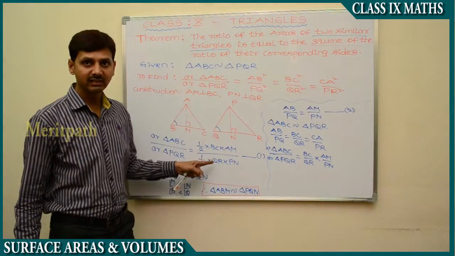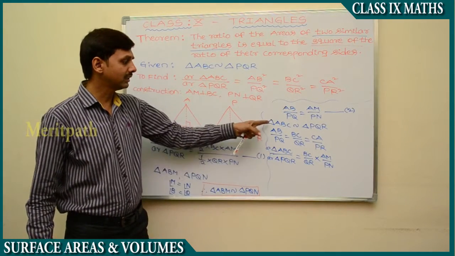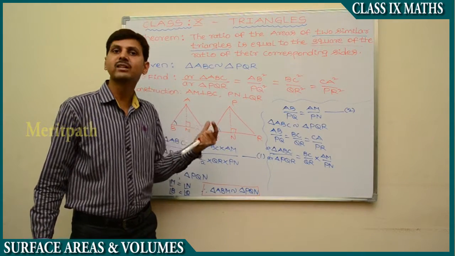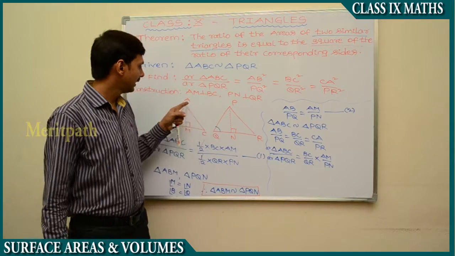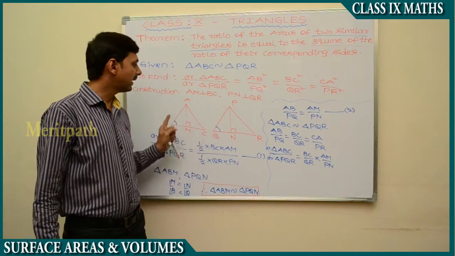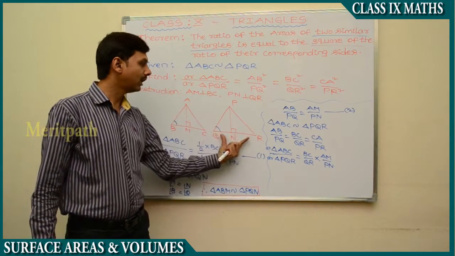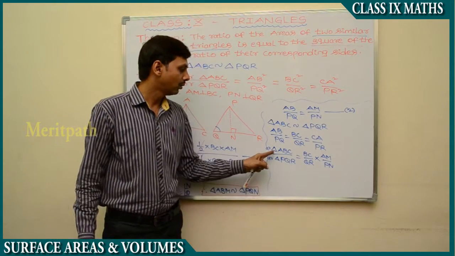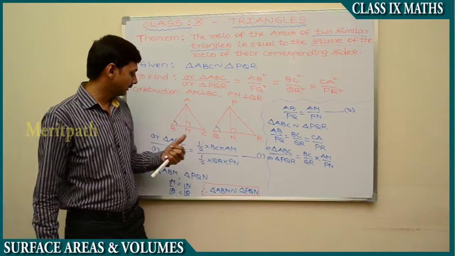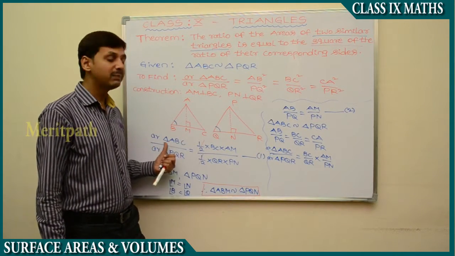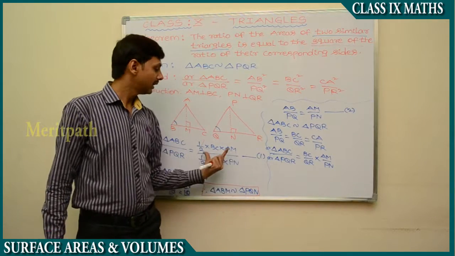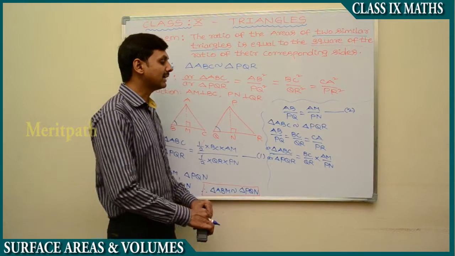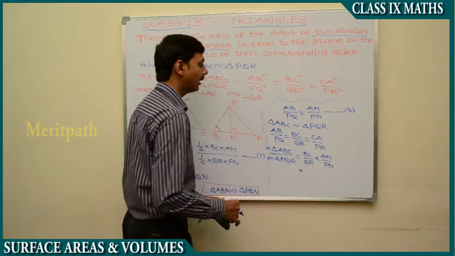We got this from the first equation. Since triangle ABC and triangle PQR are similar, the corresponding sides are in the same ratio. We have taken AB by PQ, BC by QR, AC by PR, corresponding sides equally. So from the first equation, area of triangle ABC by area of triangle PQR is equal to BC by QR into AM by PN.